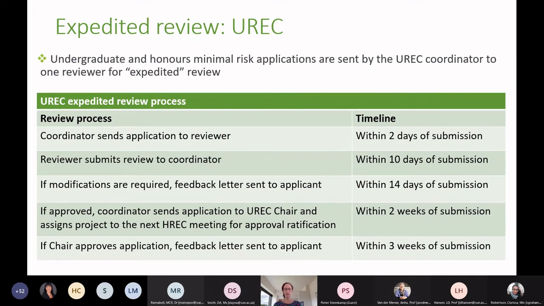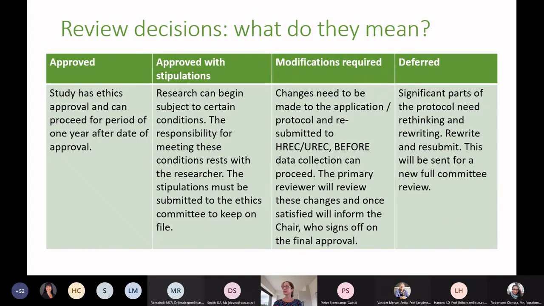You can work on the modifications as quickly as you want. You don't have to wait for another deadline. Resubmit as soon as you've done them. It goes back to their original reviewer to check. And once they're happy, I also then have to give it to our chair to check and sign off the approval. So I usually say leave at least 6 weeks before you want to start collecting your data, and plan to submit 6 weeks before that. And then finally, just the review decisions, what do they mean?